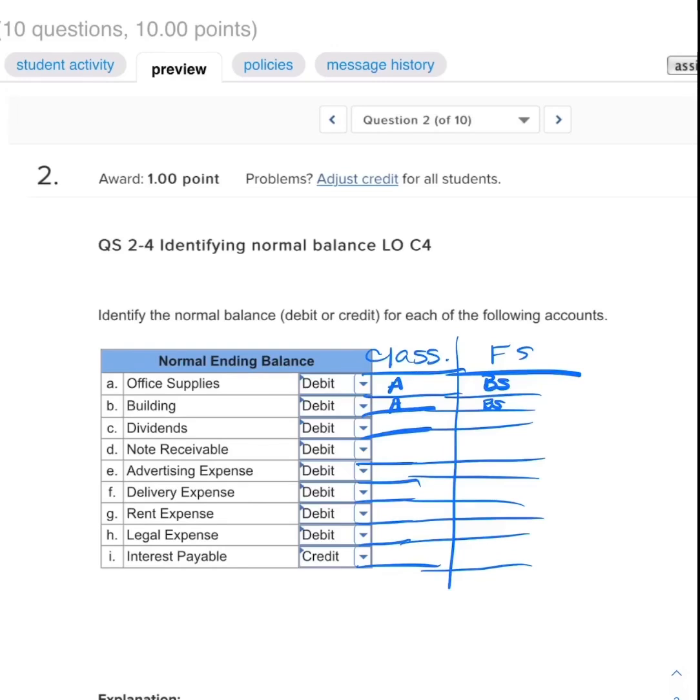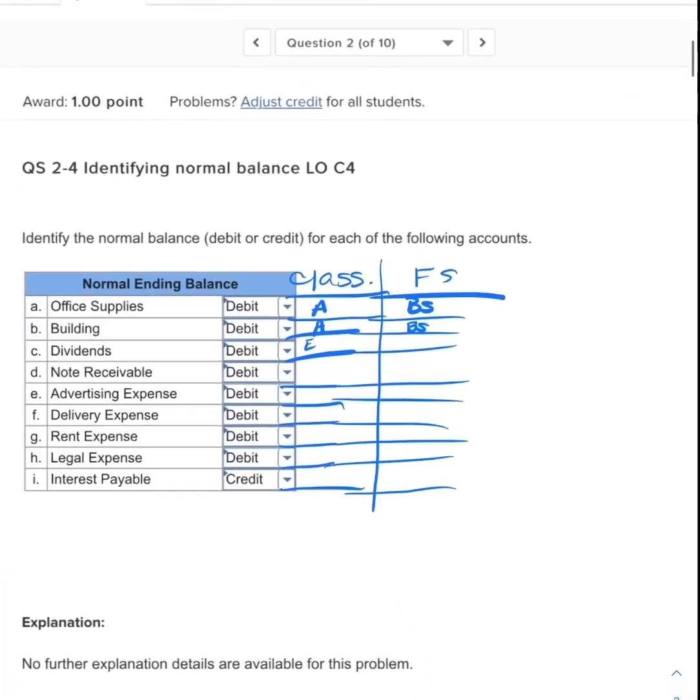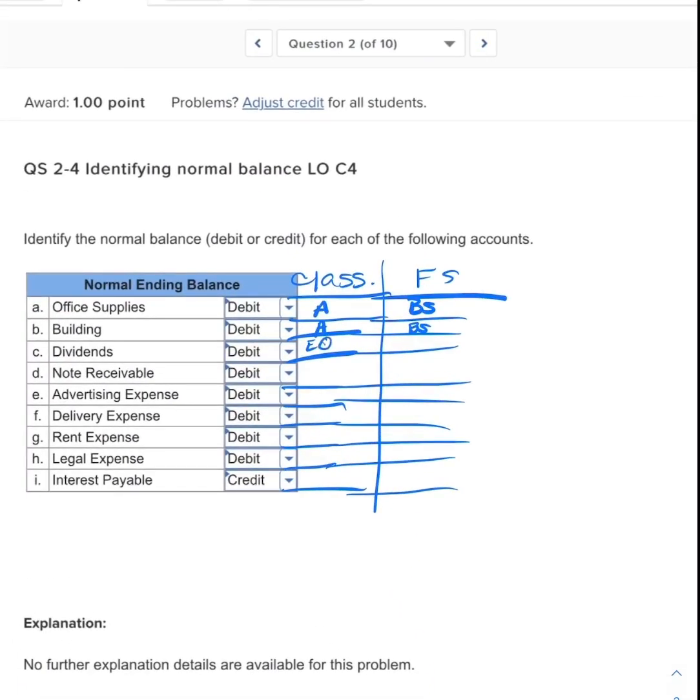The classification here, I'm almost certain they just called it equity on the last question, but normally we will refer to dividends just as dividends, just to avoid any confusion. But it appears in this homework they're referring to it as just an equity account. That's totally fine. It is true. It just can lead to confusion down the road. But for now, we'll leave it as just an equity account. And the financial statement is the statement of retained earnings.